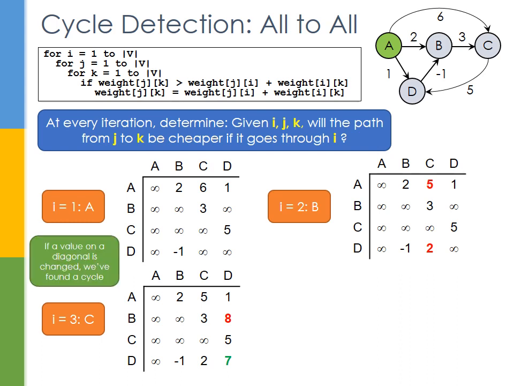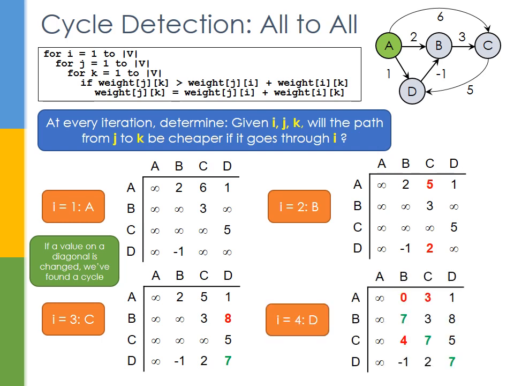Now, as soon as we update a value on a diagonal, this then indicates that we've found a cycle, and in this case, the cycle is a cycle that connects vertex D back to itself again. So let's move on to the next iteration.